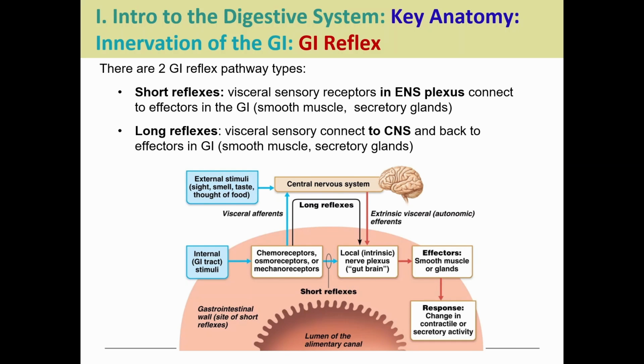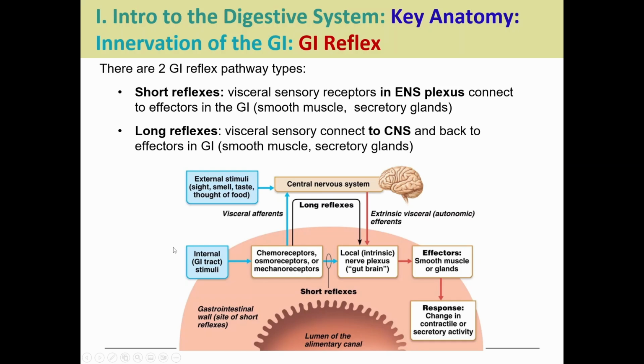So let's talk about some of those reflexes in a little bit more detail. We have short and long reflexes. The short reflexes are going to be sensory receptors in that enteric nervous system plexus that connect to the effectors. So it's short because we're literally just going from these receptors to the enteric nervous system back to the organs in the GI system. So our pathway is really, really short, right?